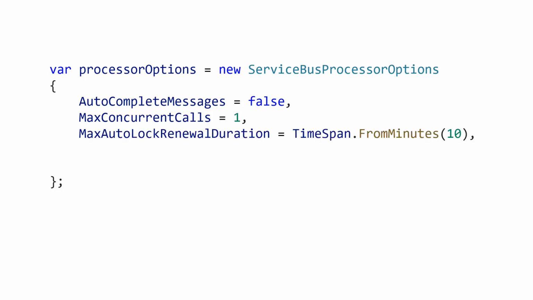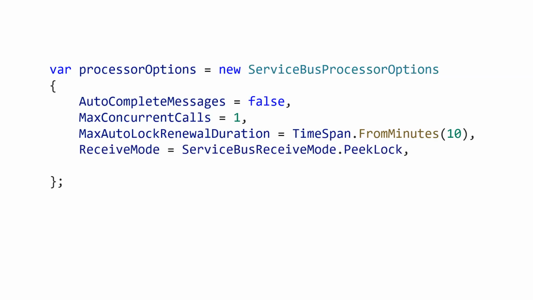And then we have the max auto lock renewal duration. You can set it, for example, to 10 minutes. The default is 5 minutes, which means if your message handler takes more than 5 minutes, it will actually renew the lock up to 10 minutes and make sure the message doesn't reappear in the queue.